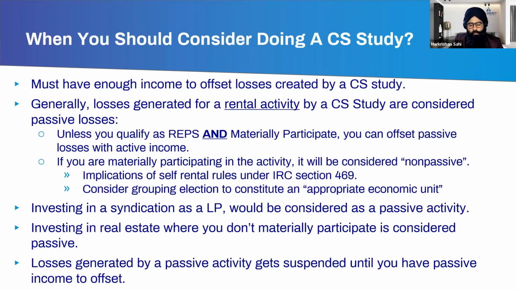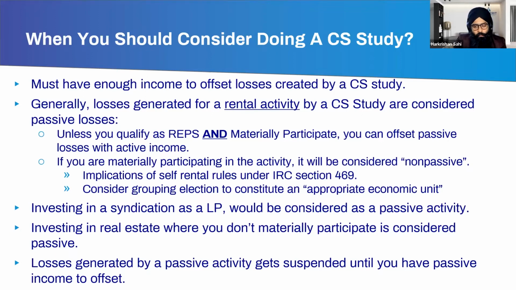Now, let me explain that a little further. Typically, let's consider an example. If you have a rental activity, an apartment or a single family home, and you're not materially participating in it, it's a passive activity. If you have a W-2 job, or a business in which you are spending hours, that is a non-passive activity. So any losses created by a passive activity are passive losses. That means you cannot offset your active income, your business or your W-2 income.